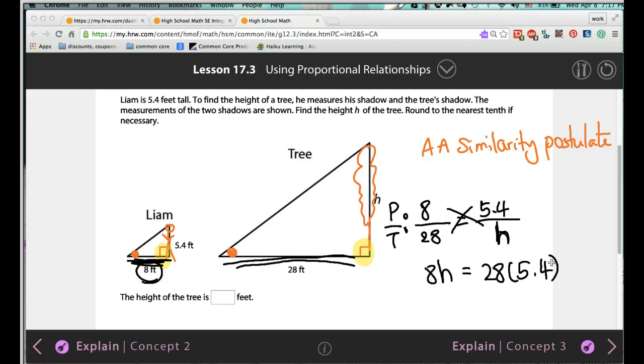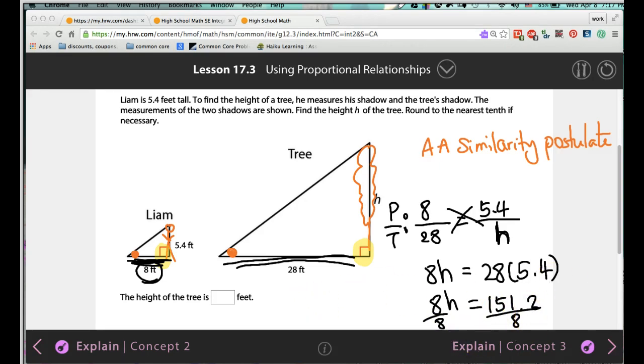I apologize, I'm taking a while looking up my calculator on my phone. So that's 28 times 5.4, and that gives me 151.2. But that was 8h, right? We want to find out what h is equal to, so that means we've got to divide both sides by 8.